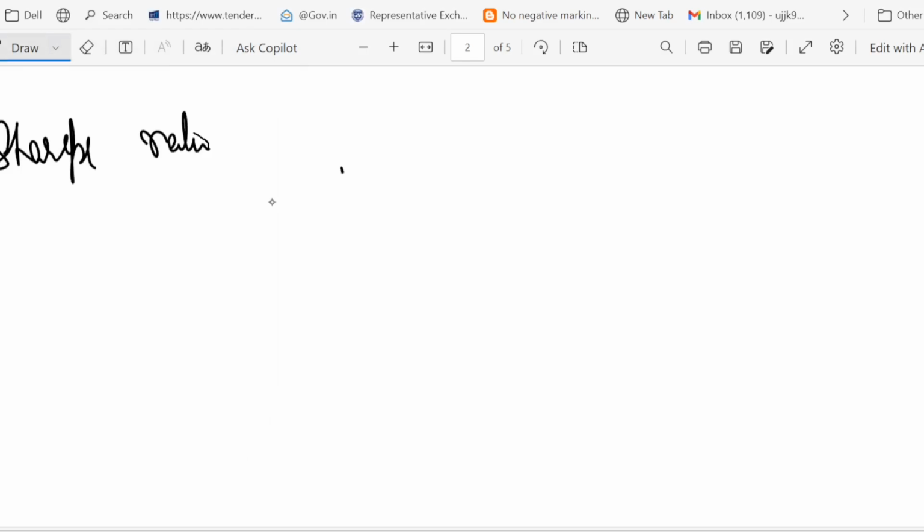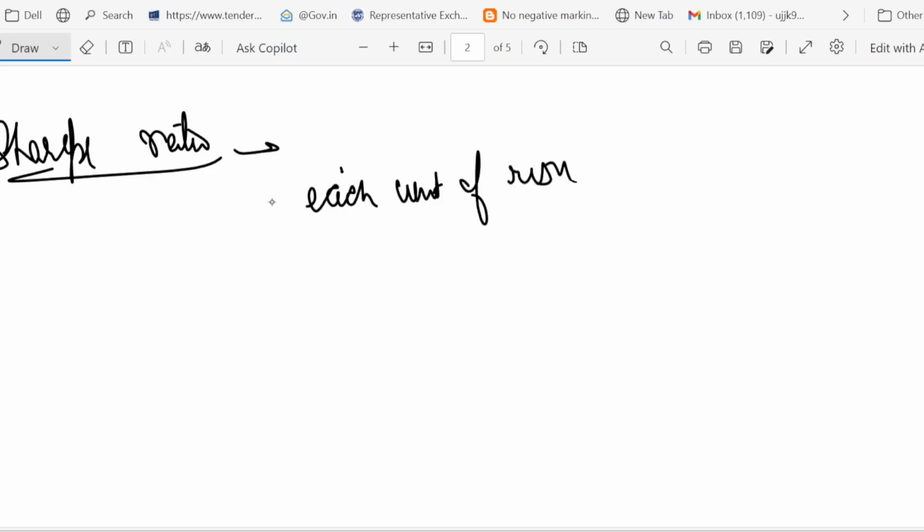You know it very well. It measures how much extra return you earn for each unit of risk you take. Very, very important. For each unit of risk you are taking, how much extra return? That is called the Sharpe ratio.